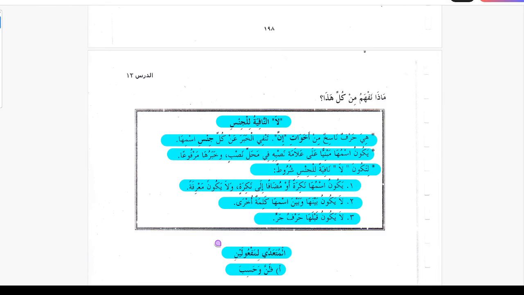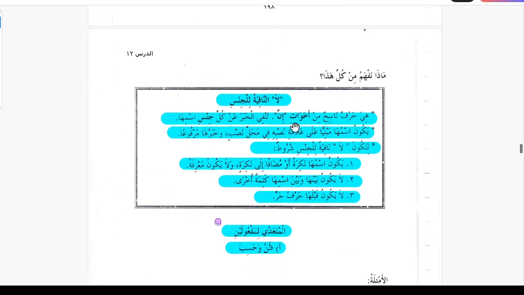Bismillahir Rahmanir Rahim. We're studying lesson number 12, and we studied the main concept of this lesson in the last session. So just to revise it briefly. This lesson is about la nafiyatul lil jins, the particle la that negates the whole genus, the whole category of a thing. By definition, it is harfun nasikhun, one of the harufun nasikha, one of the particles like inna and its sisters.